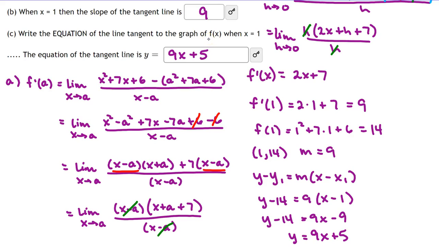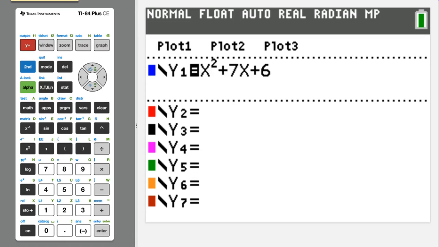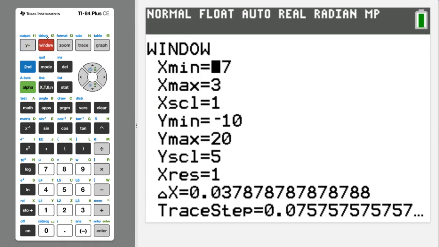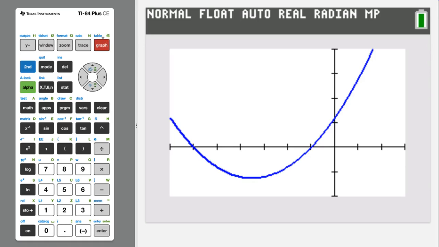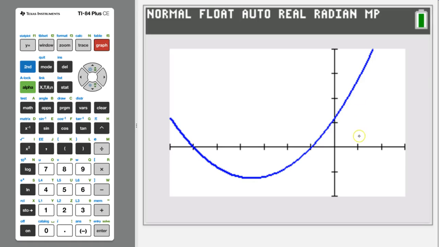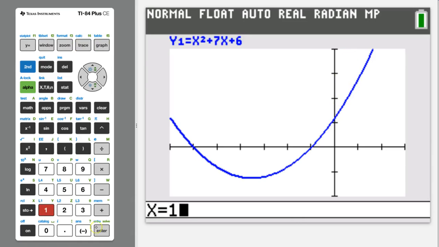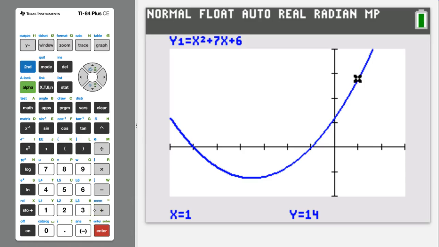Now I want to use my graphing calculator to show you a verification of that. Okay, so I've typed in the original function, y equals x squared plus 7x plus 6, and I made some adjustments to the window dimensions, and here's the graph. And in the problem, what we did was we found the equation of the line that was tangent to the point (1, 14), right? This y scale is going by 5s. So if I press trace and I type in a 1, you'll see that's the point (1, 14).